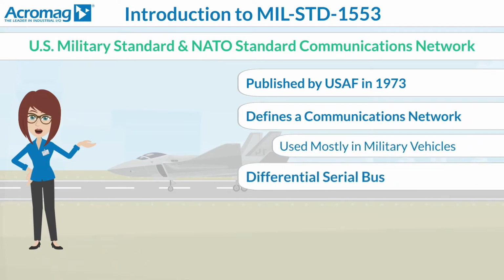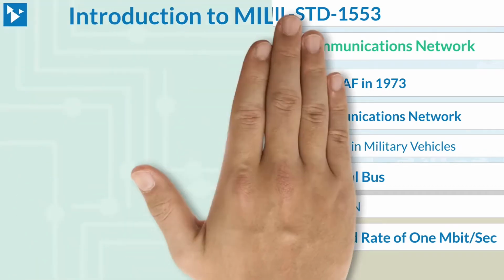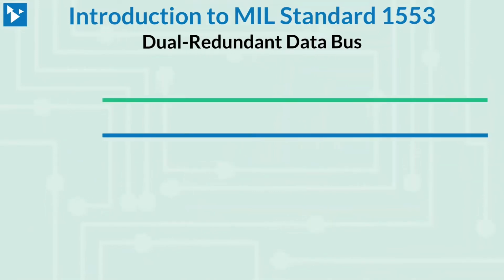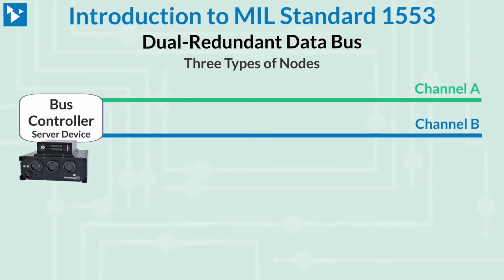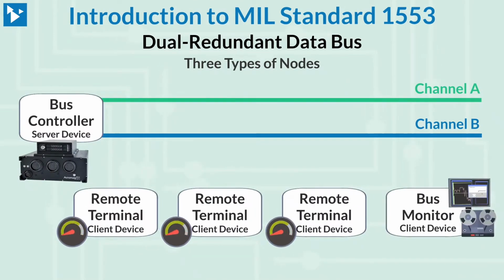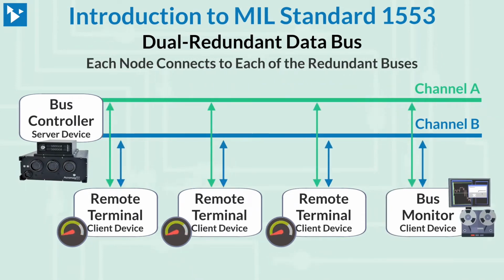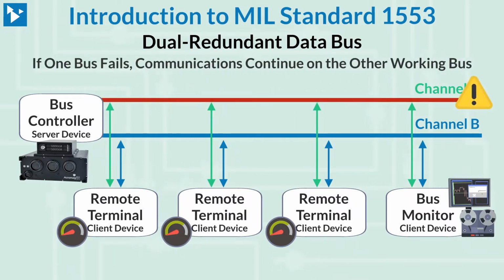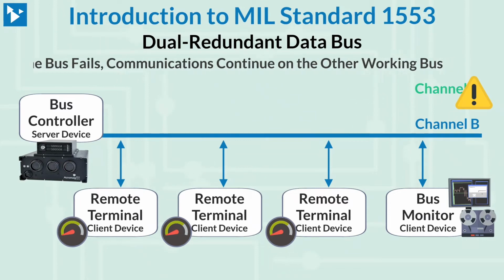It's a differential serial bus with some similarities to CAN, and the MIL Standard 1553 bus operates at a fixed 1 megabit per second rate. MIL Standard 1553 is a dual redundant data bus with 3 types of nodes. The first node is a bus controller. The second type of node is a remote terminal. And the third type of node is a bus monitor. Each node is connected to each of the redundant buses. If one of the buses should fail, communications can continue on the other working bus.